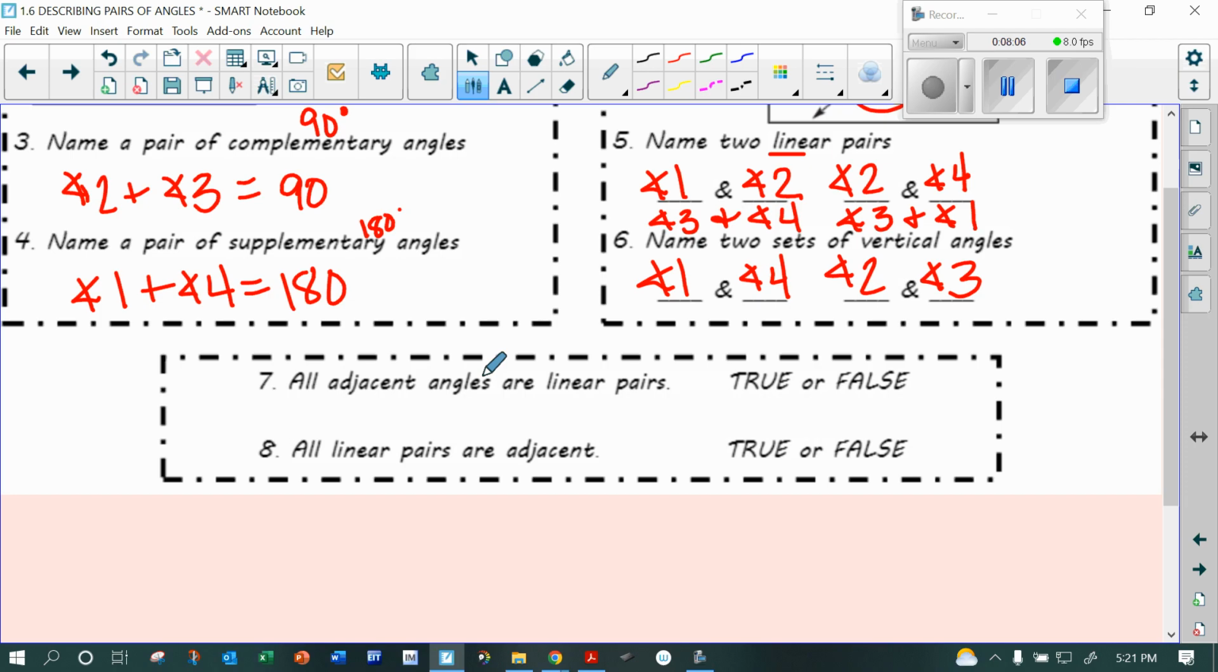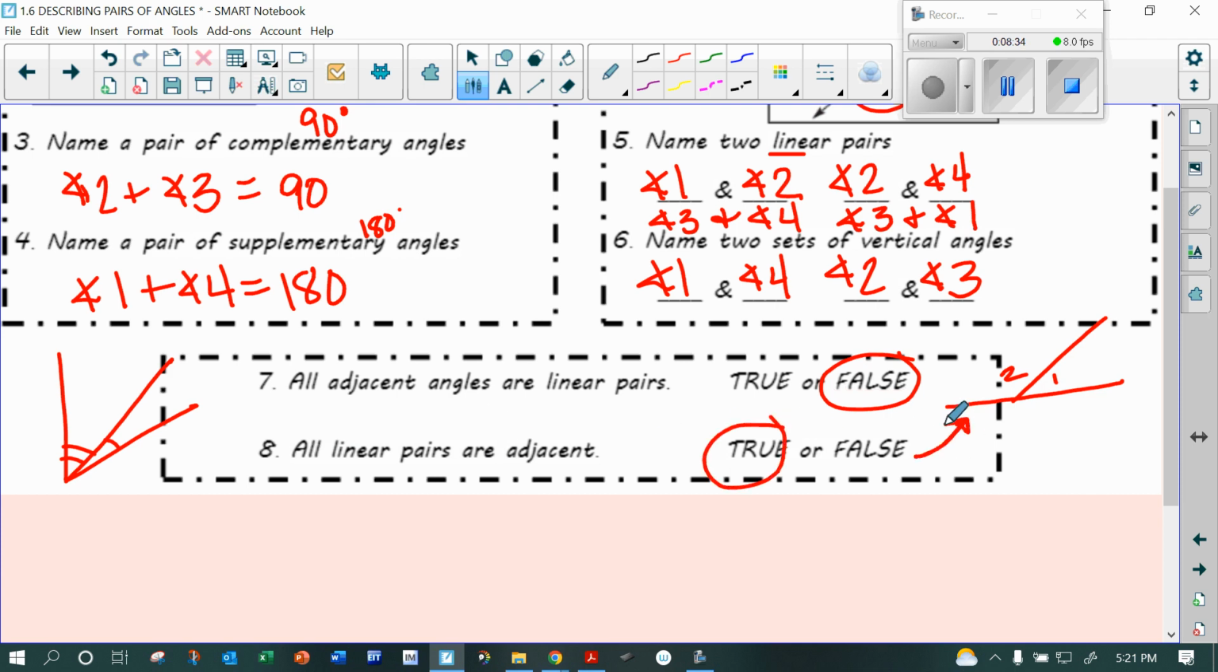All adjacent angles are linear. Are all adjacent angles linear? Absolutely not. Now, if I drew a line, angle 1 and angle 2, these two are linear and adjacent. But if I drew this picture, these two are adjacent, but they are not linear. So this is definitely false. Are all linear pairs adjacent? Yes. All linear pairs are adjacent.